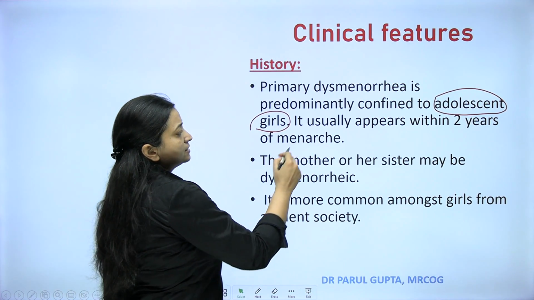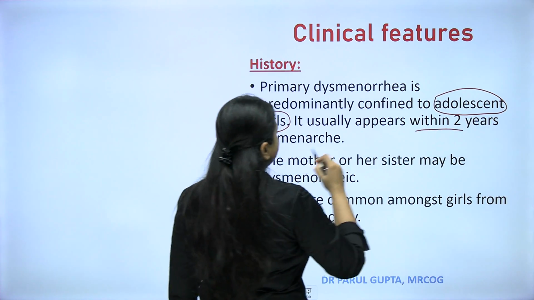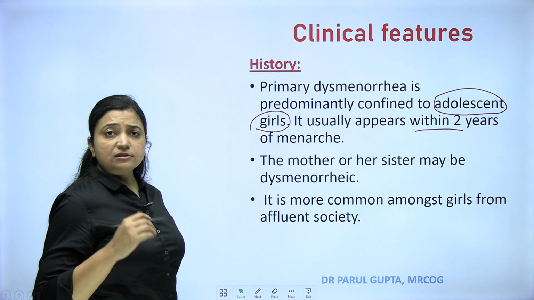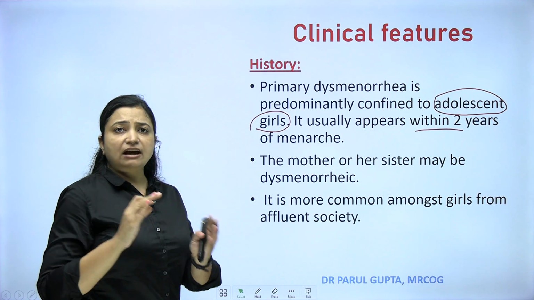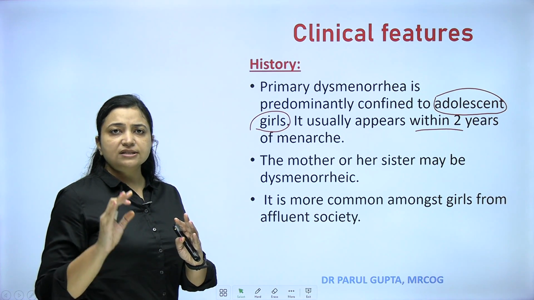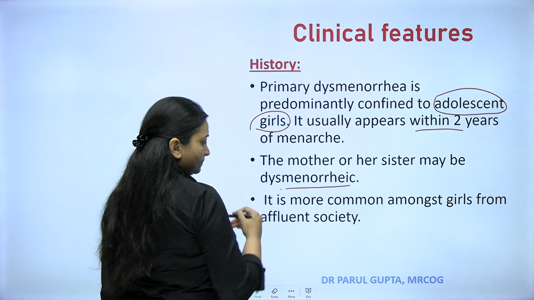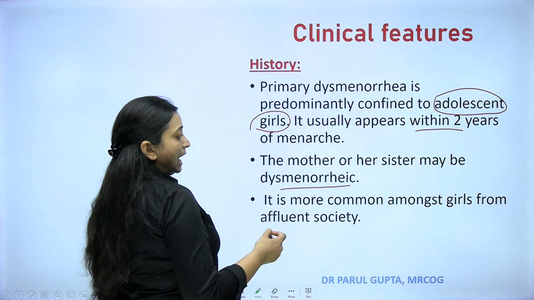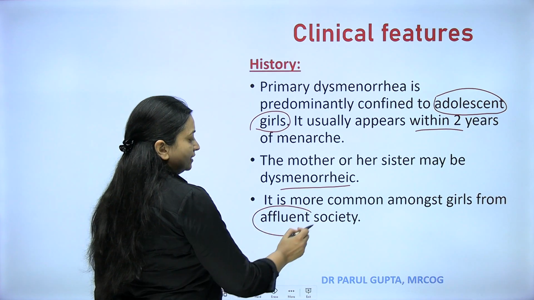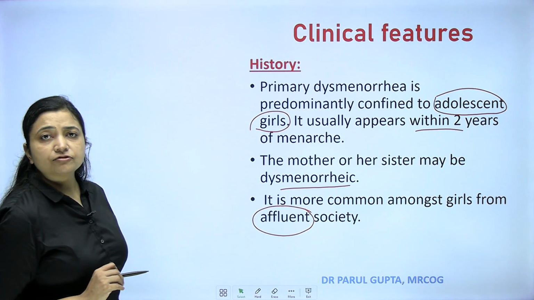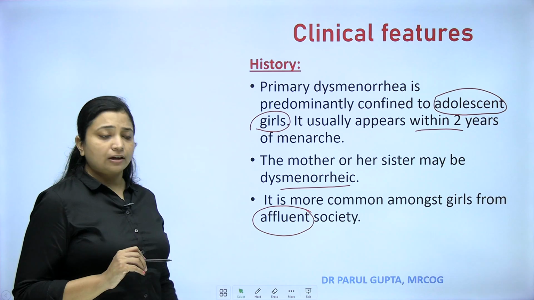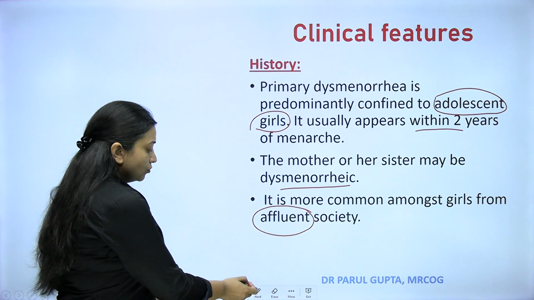In adolescent girls, it usually appears within 2 years of menarche. It appears after 2 years of menarche, because after 2 years we find that ovulation is nicely established. And the mother or sister may be dysmenoric. It runs in the family. And it is more common in affluent society. Generally you will find that girls from affluent society complain of primary dysmenorrhea in a greater proportion.